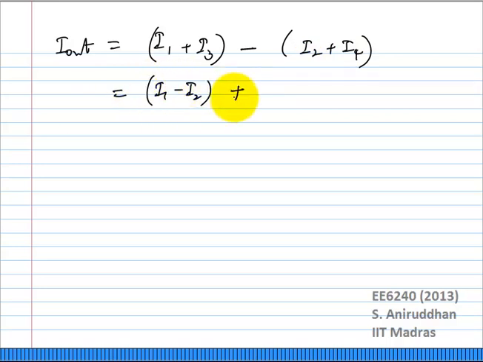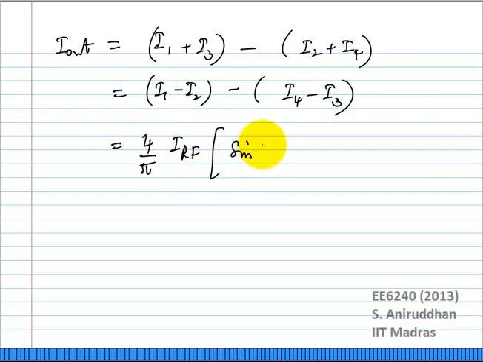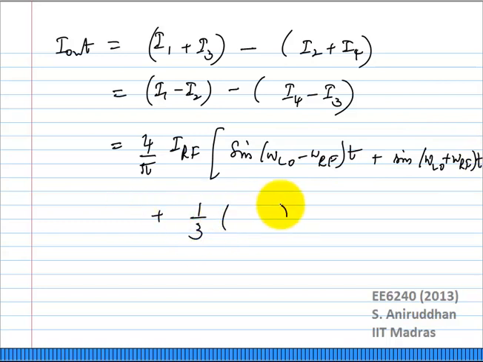which is, I'll rewrite this slightly differently. I1 minus I2 minus I4 minus I3. Four by pi IRF, okay, so you'll get upper sideband and lower sideband plus 1/3 of the 3 omega LO plus or minus omega RF plus so on. So you'll get all of these terms, but the nice thing is you have managed to eliminate the LO term, which was obviously a problem.